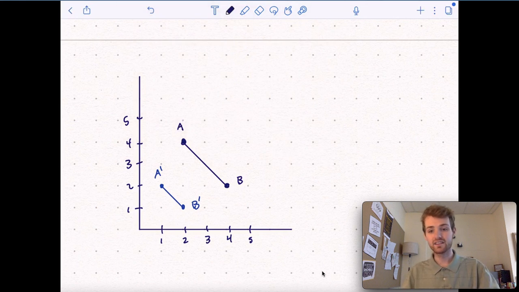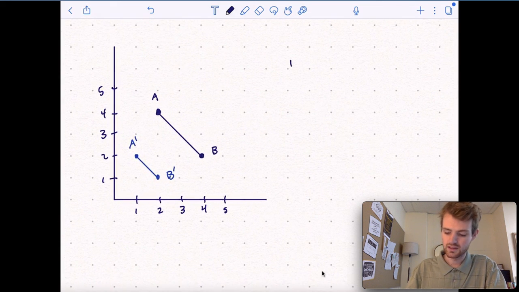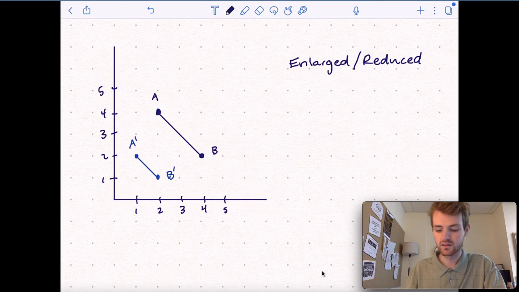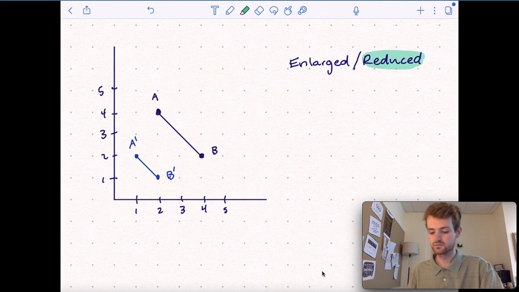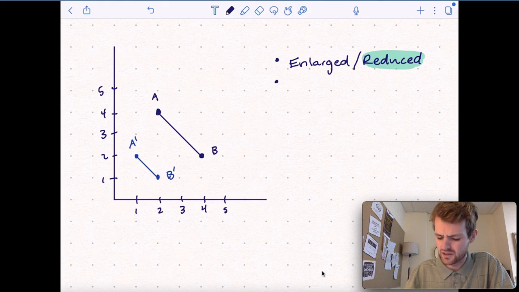First of all, let me ask you, did this get enlarged or reduced? Well, we started with the bigger line segment, ended with a smaller one. Oops, so this is a reduction. Now, I will also ask you, what's the scale factor?